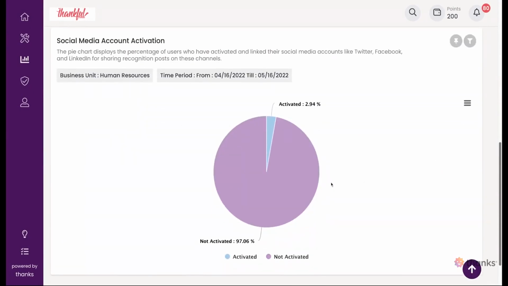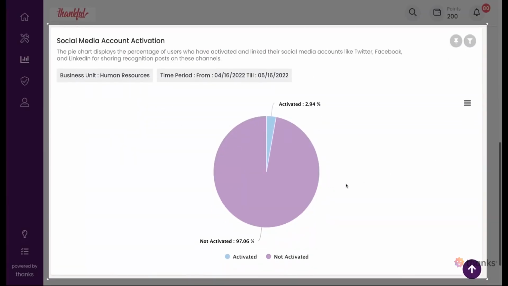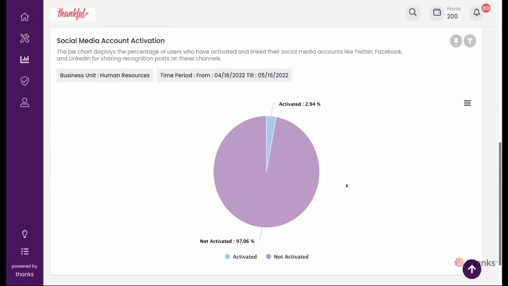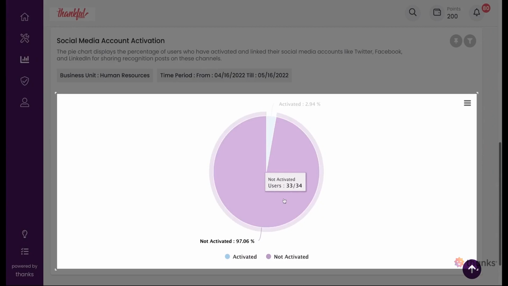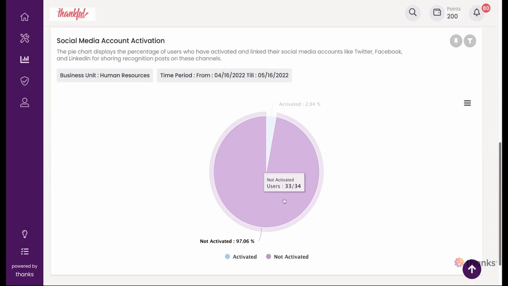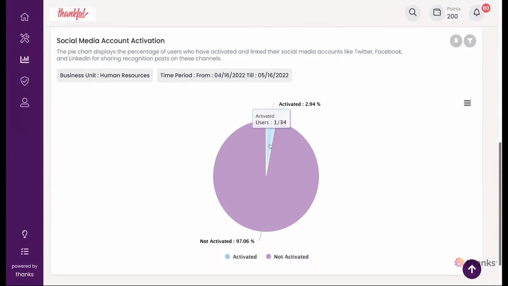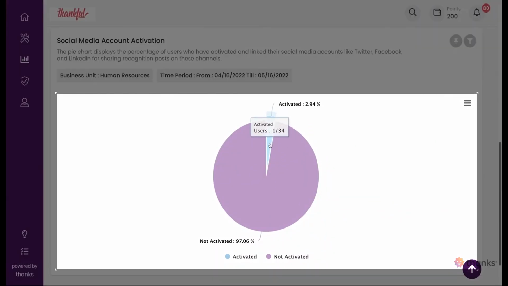Social media account activation chart portrays the percentage of employees who have linked their external accounts to the recognition platform. Here, 97% of employees have not yet activated the recognition to their social media accounts, while almost 3% of the employees have it activated.